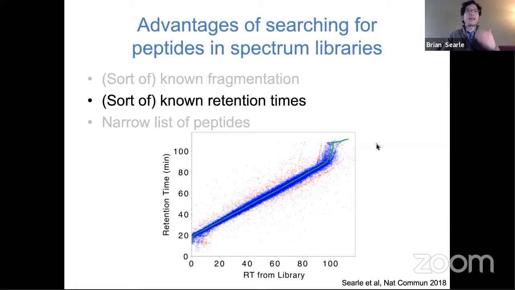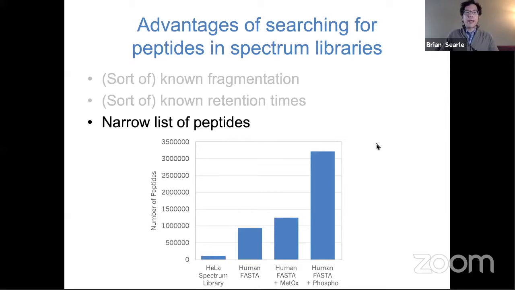And then I think the most important factor is actually having a relatively narrow list of peptides. For example, if I show this on the bottom, these are 4 different search spaces that you would have to consider if you were interested in monitoring either just the peptides in a HeLa spectrum library, which is around 100,000 or 120,000 different unique peptide sequences, versus the entire size of the human FASTA database with no miscleavages, which is already around 1 million different peptides that you'd have to consider. And if you start to add in different potential post-translational modifications like phosphorylation, that number skyrockets, even though we're not considering any miscleavages or any unusual charge states.